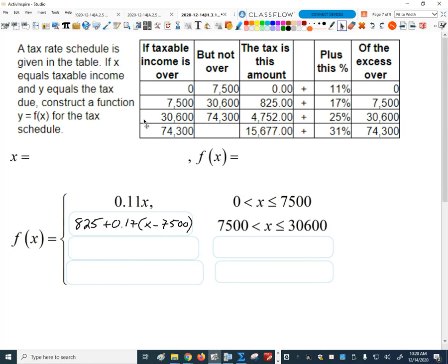Natalie, what do you think? How am I going to do the next row? So if my taxable income is over 30,600 but not over 74,300, I pay 4,752 plus 25% of the excess over 30,600. So how am I going to say that? Kind of following that same pattern we were just doing. How about Maria?